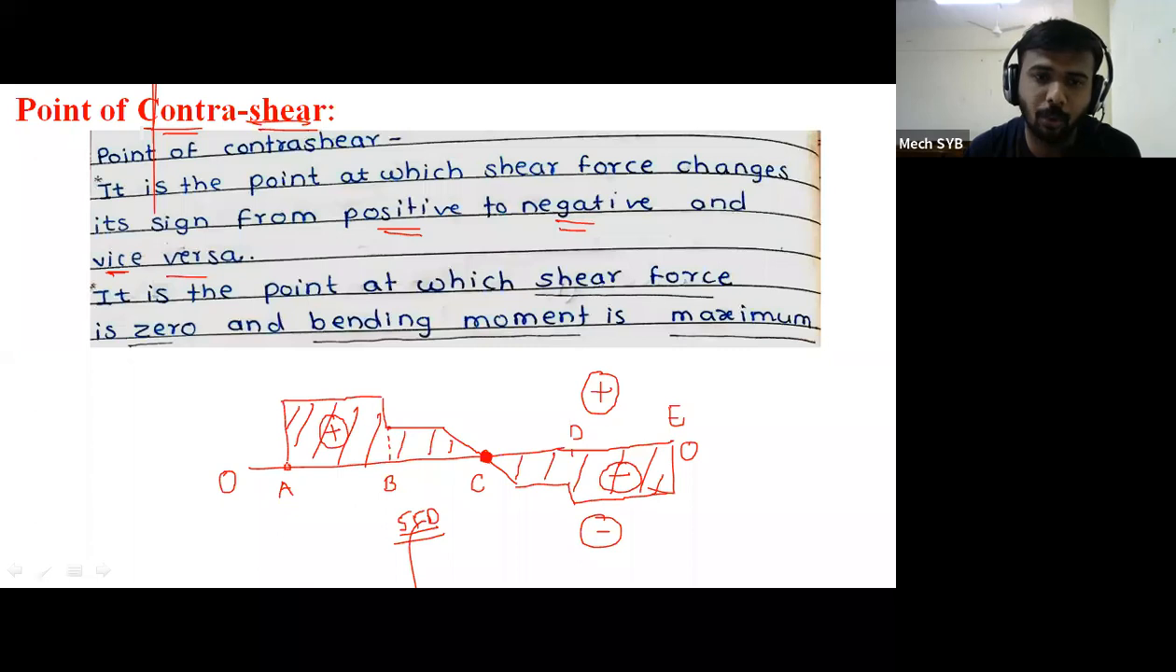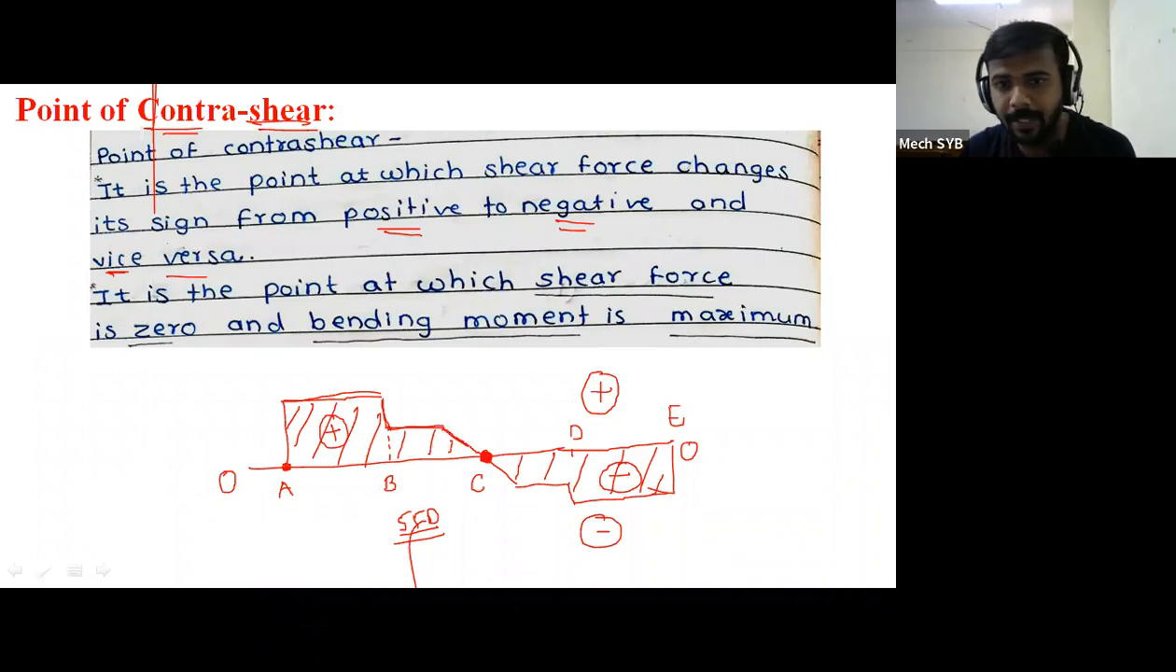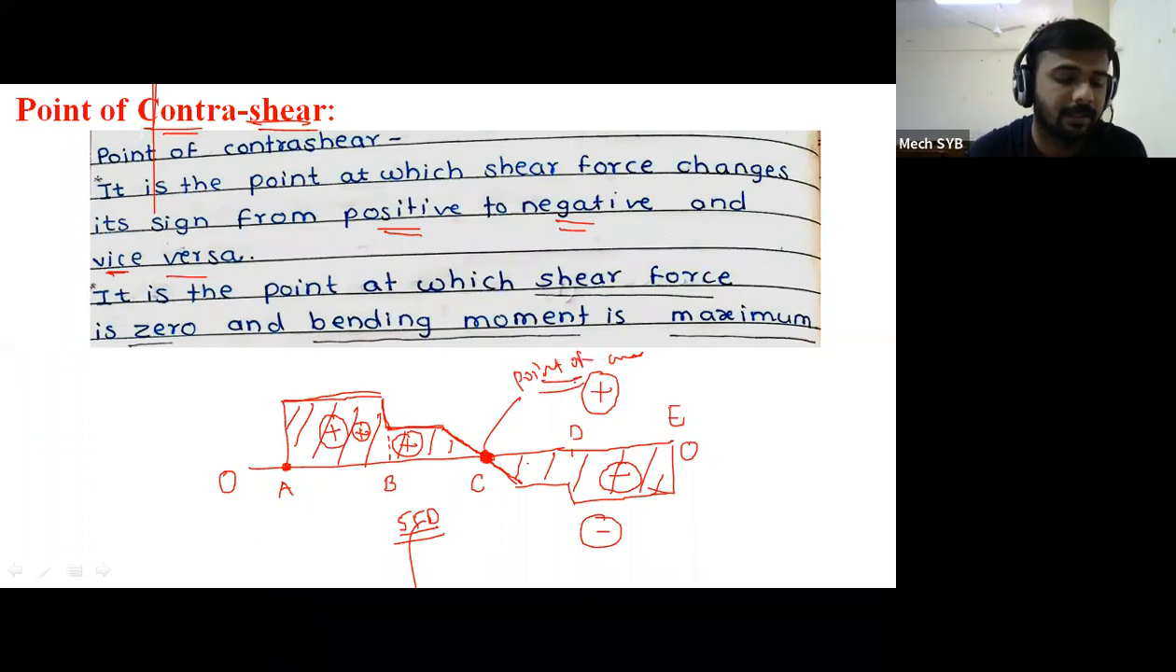If we start drawing the figure from point A, first we drew a vertical line, then a horizontal line, then another vertical line, then a horizontal line, then an inclined line, and because of this inclined line your shear force diagram changes its sign from positive to negative. Up to point C your shear force diagram was positive, above the axis, and after some time, as per the calculation, this SF diagram transfers from positive to negative. The point where the shear force diagram changes from positive to negative or negative to positive is called a point of contra shear. Please keep in mind, this is one definition.